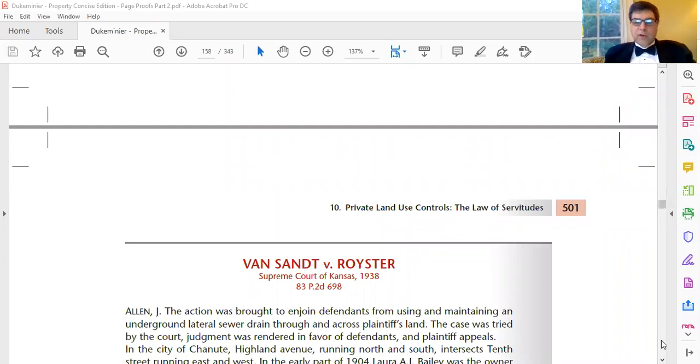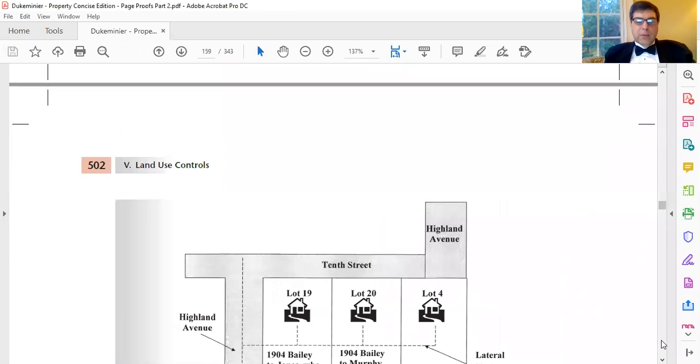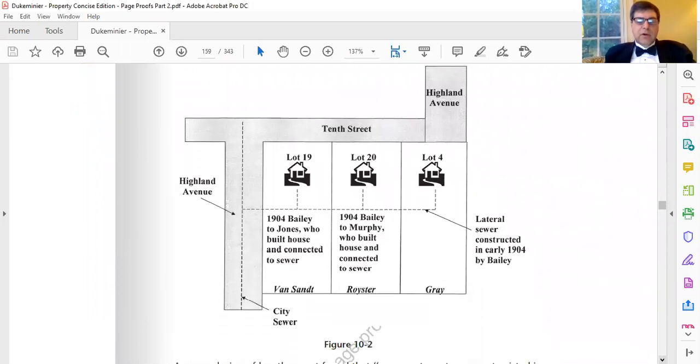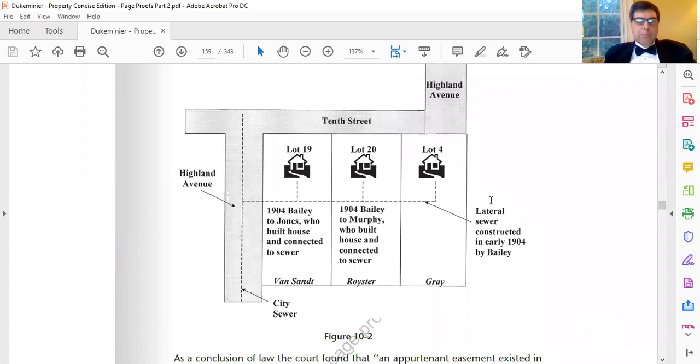But I'd like you to take a look over at page 502, where the property that is in question is depicted in a figure. Before 1904, all three of these lots 4, 19, and 20, were all owned by one person, Mrs. Bailey. Mrs. Bailey had a house that was located on what is now Lot 4. She had indoor plumbing, and so she had a sewer line, and that sewer line ran from under Lot 4, under Lot 20, under Lot 19, over to Highland Avenue, where it connected to the city sewer system.